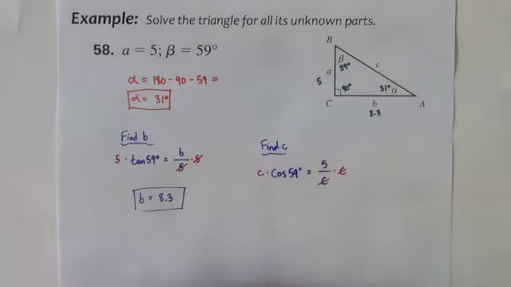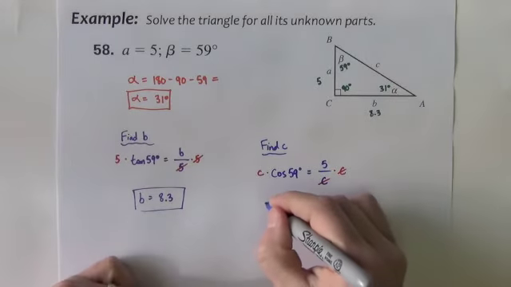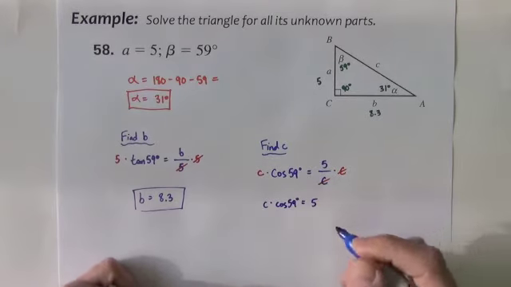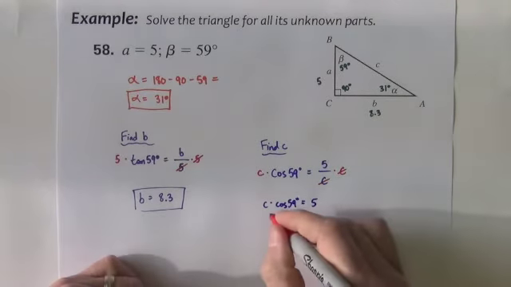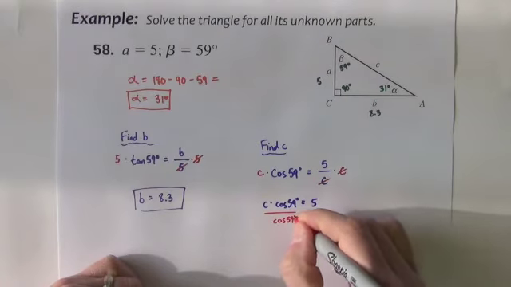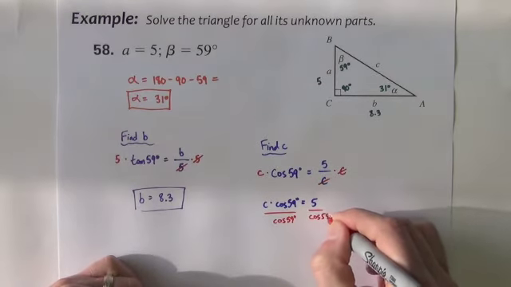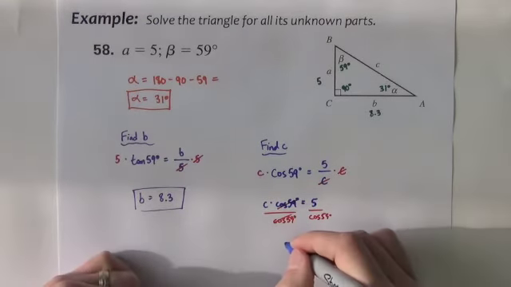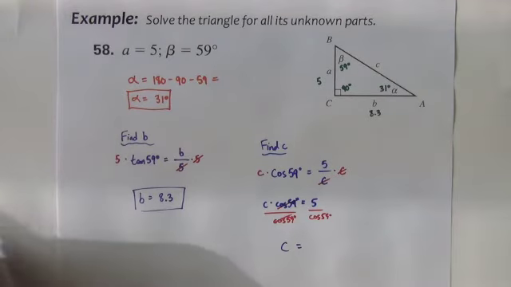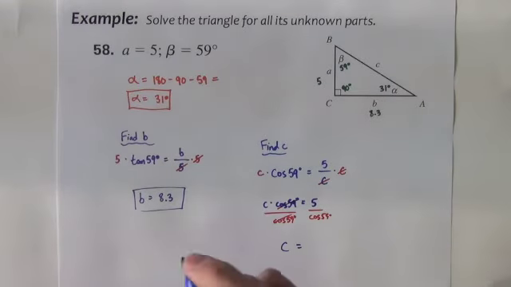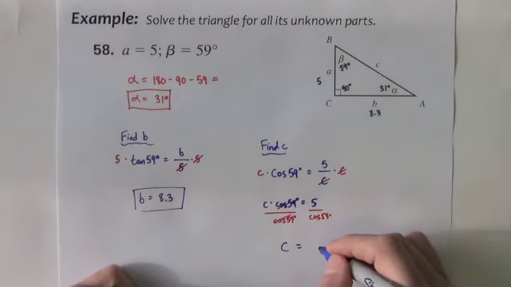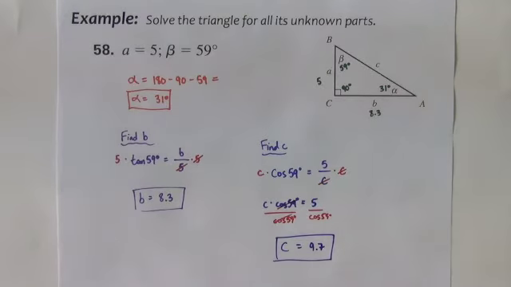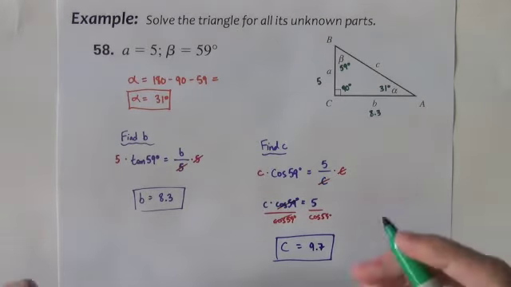across first, leaving me with C times the cosine of 59 equals 5. I can divide both sides by the cosine of 59. And I'll get C all by itself. This is again calculator work. I get C to be, to the nearest tenth, 9.7. And with that, the triangle is solved.